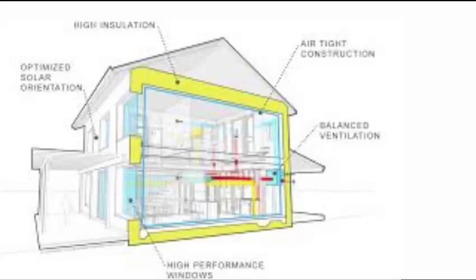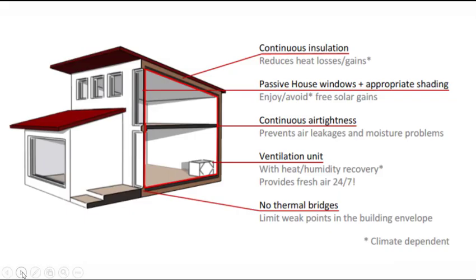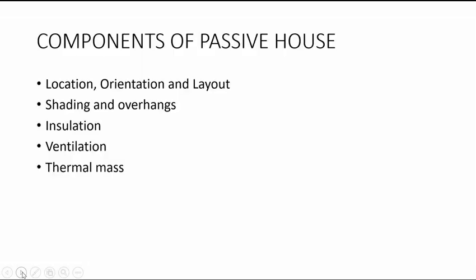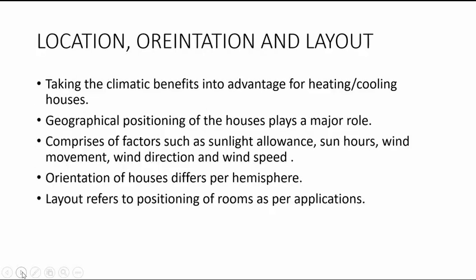The general components of a passive house are the location, orientation, and layout of the building, the shadings and overhangs the building possesses, insulation inside of the building, the amount of ventilation in the building, and the use of thermal masses in the building. We shall be dealing with each component briefly.